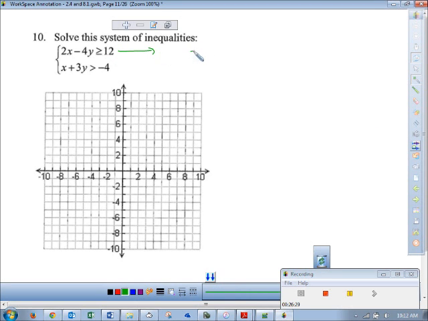That would be negative 4y greater than or equal to negative 2x plus 12. And just be careful if your symbol should switch. That's the trickiest part about all of this.